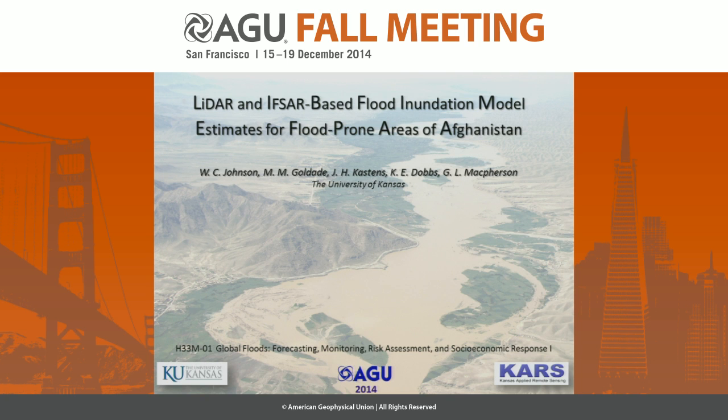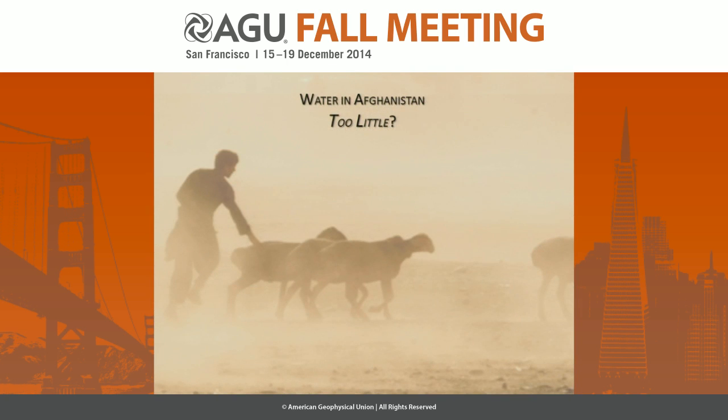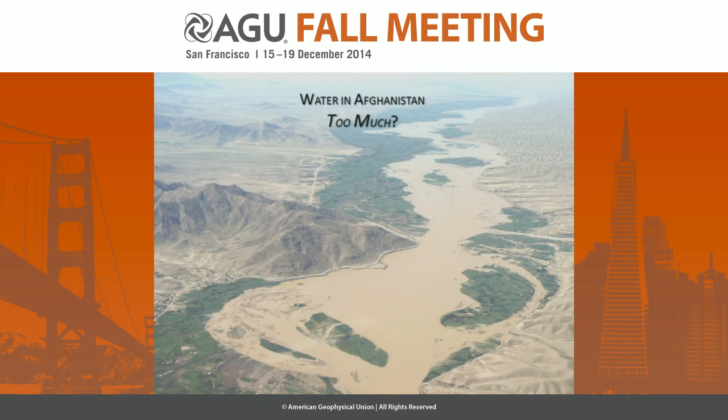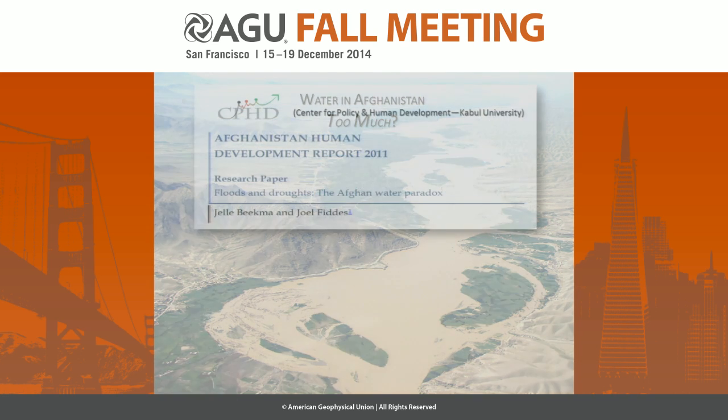So let's take a look at what we've come up with. This will be a quick survey. We have to realize, of course, which we all do, that Afghanistan typically has too little water. But of course, when it does come, there's too much, springtime in particular. And well expressed in a lot of papers that have come out, this one from Kabul, talking about the issues with both floods and droughts.